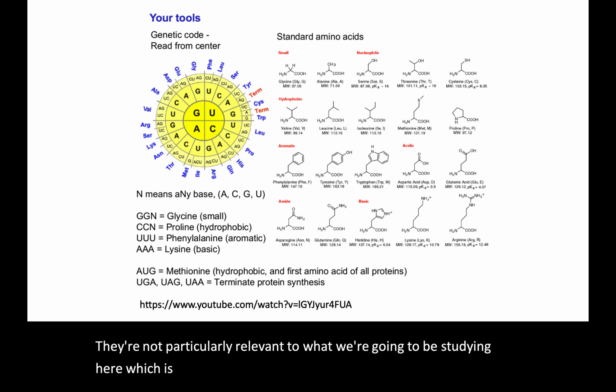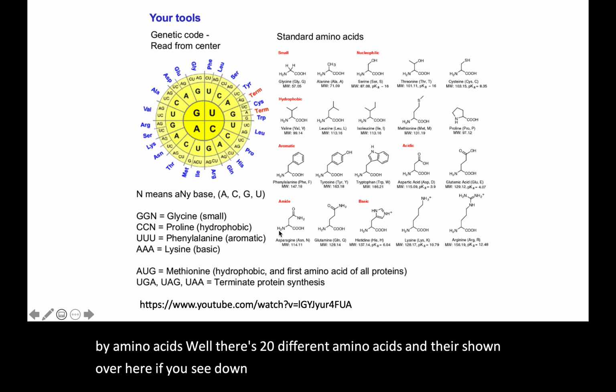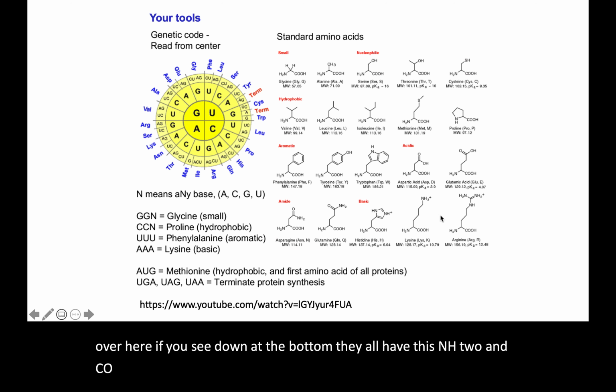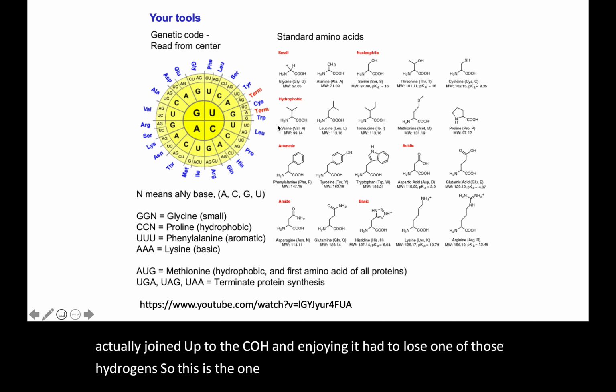So, all right, what do I mean by protein? What do I mean by amino acids? Well, there's 20 different amino acids, and they're shown over here. If you see down at the bottom, they all have this NH2 and COOH on the other side, except for one of them, where the NH2 is actually joined up to the COOH, and in joining it had to lose one of those hydrogens. So this is the one exception. But all the rest of these have the same bottom part and a different top part.